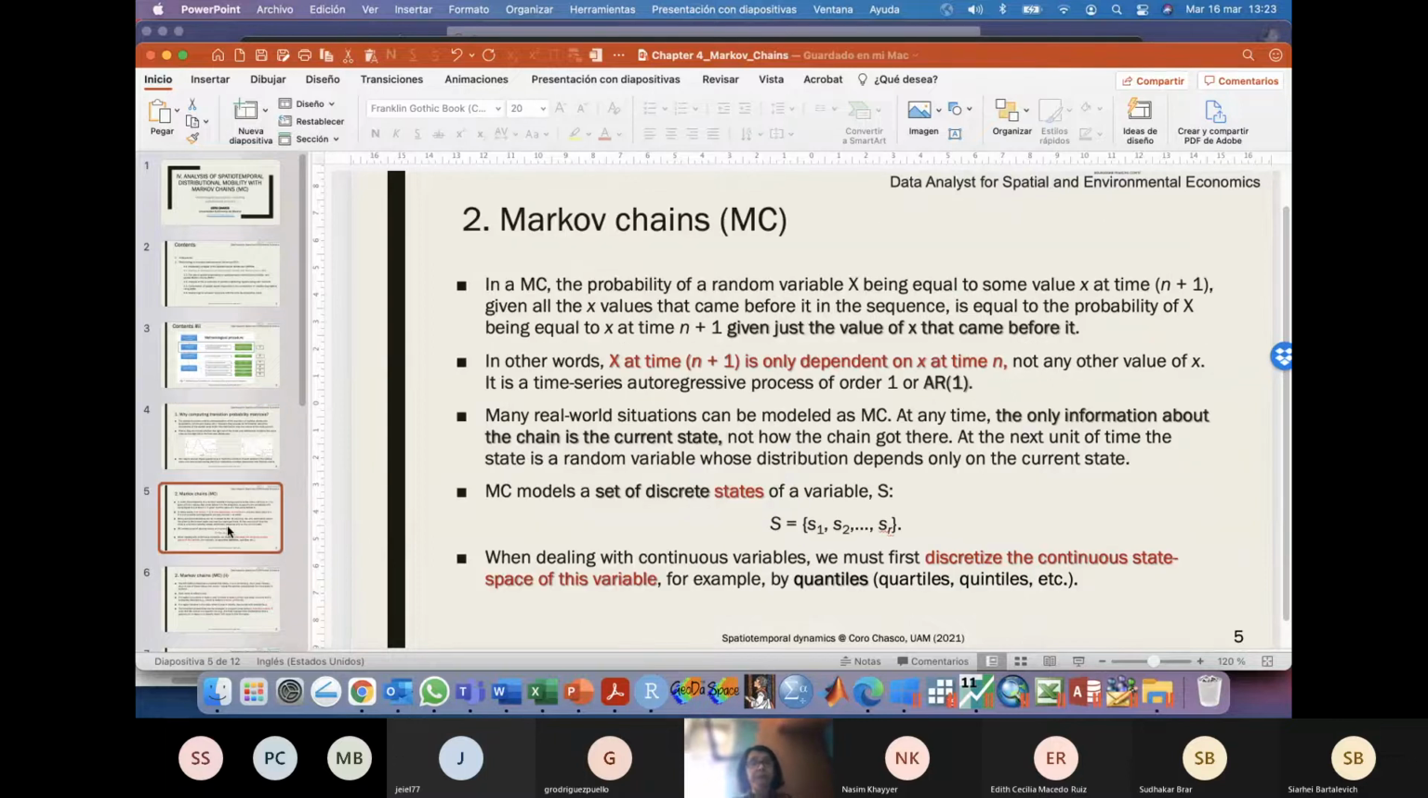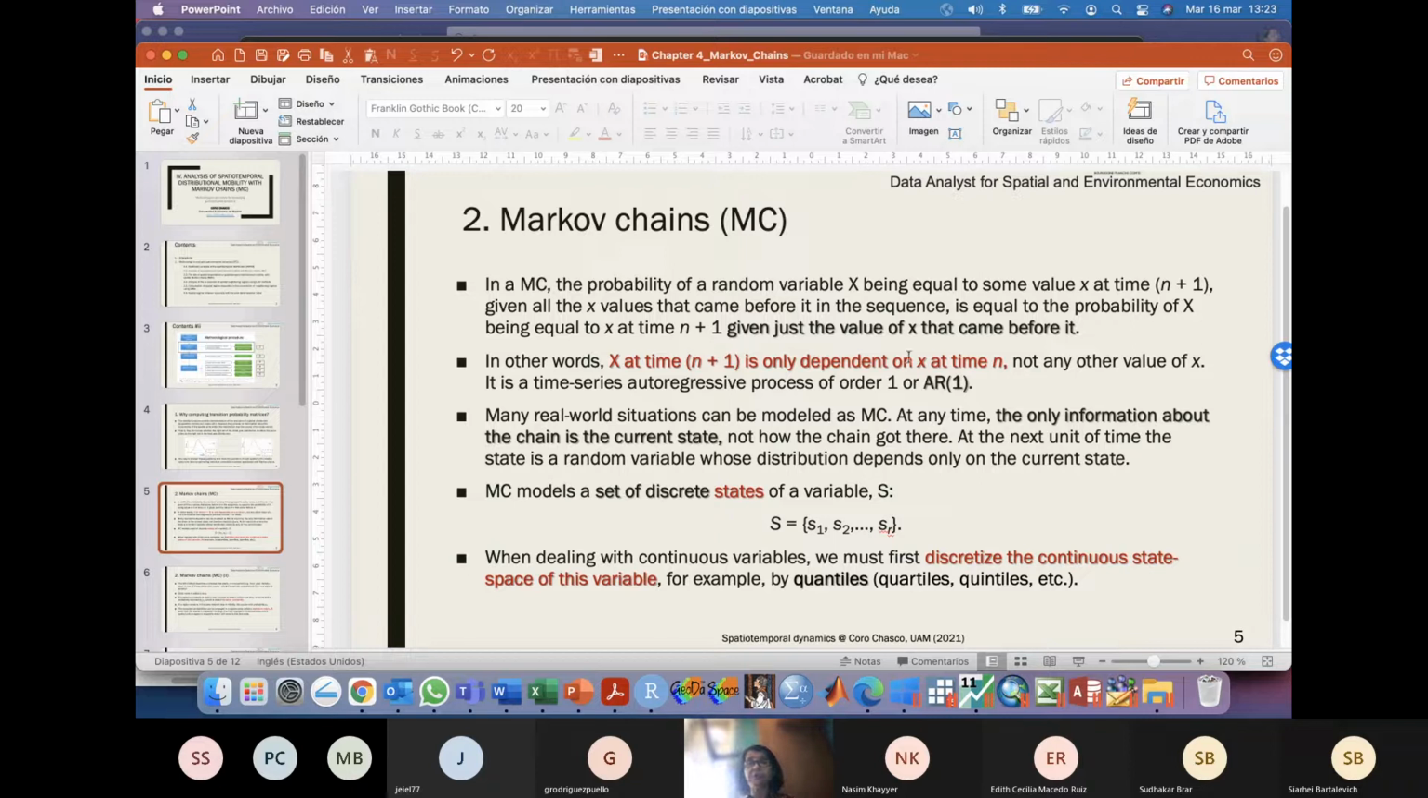And in a Markov chain, the probability of a random variable, we call this random variable x, being equal to some value, the small x, at time n plus 1, given all the x values that came before it in the sequence, is equal to the probability of this x being equal to the small x at time n plus 1, given just the value of x that came before it. This is the main issue.